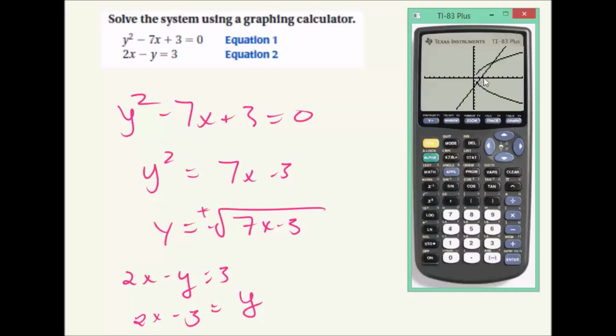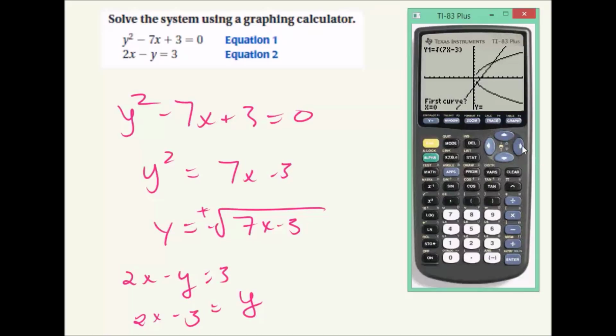And it looks like that line intersects the parabola twice. So we're going to calculate those two intersections because those will be the solutions to the question. So let's calculate the intersects. Second, calculate, 5, intersect. Now, this is where we have to be careful because we actually wrote in two equations for the first one, so we need to make sure we're on the right one. So I hit second calculate intersect.